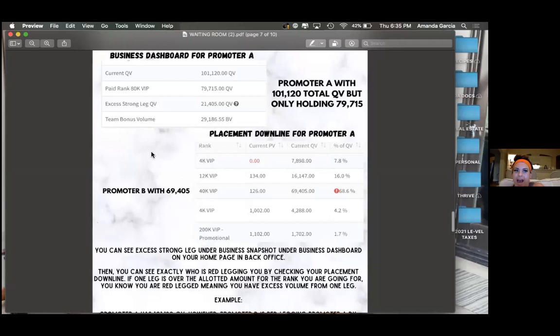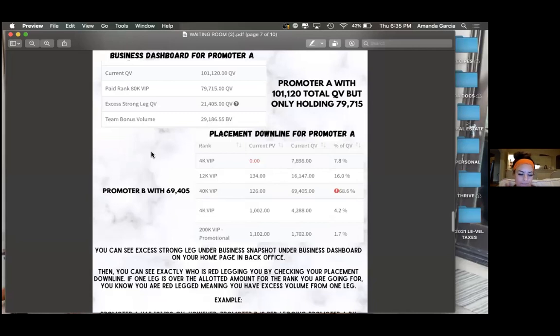And really quick, I want to add: do you see how Amanda said up here she just has to close that tiny gap? So many people get confused and say, I'm so red-legged, I'm red-legged by $21,000. No, you're not. You're red-legged by $285. That's all. Do not look at this excess strong leg. Look at the tiny gap, because you will mess yourself up thinking you're red legged 21 grand when literally it's just like two customer orders and you would be unred legged.